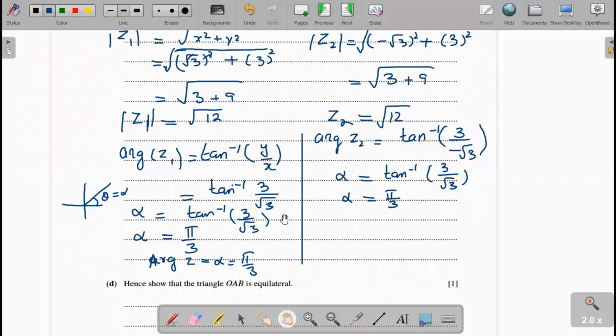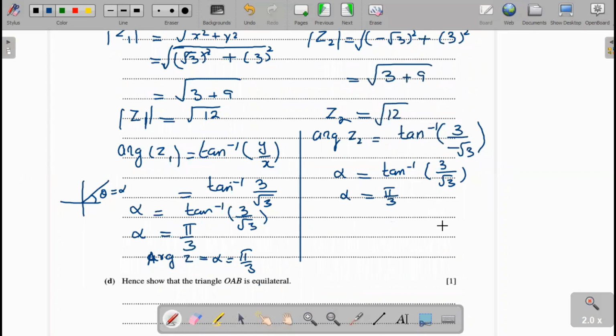But this root lies in the second quadrant. You see here, this lies in the second quadrant because x is negative. Therefore, argument of Z2 will be equal to pi minus alpha. Therefore, we can write it pi minus pi over 3. That value will be equal to 2 pi over 3, and this is the answer.